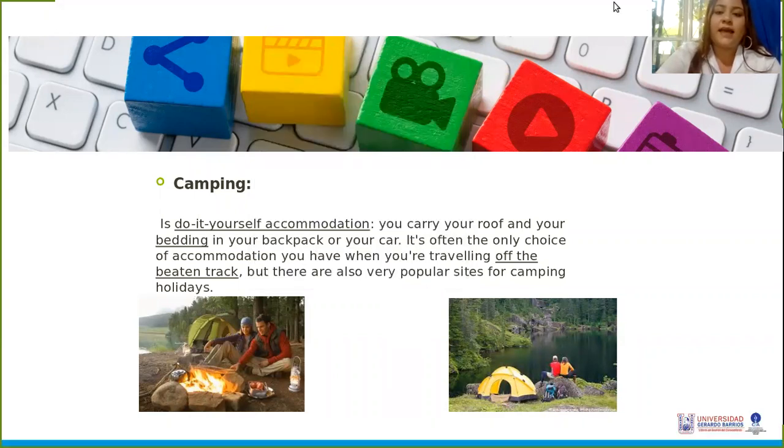In the last class, the teacher explained the types of camping and the places where you do it yourself to enjoy it.